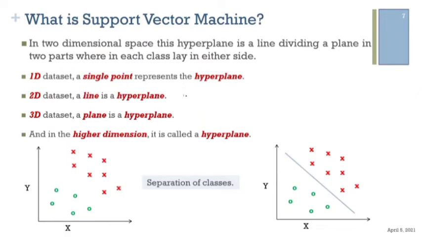Now, look at this. In two-dimensional space, this hyperplane is a line that divides the plane into two parts, where each class lies on one side. Look at the data you gave to me, Shabab. If I want to classify this data, I just draw a line between them. So once I draw this line, when new samples come, if you're on this side, then you belong to this class. If you're on this side, you belong to this class. You see?